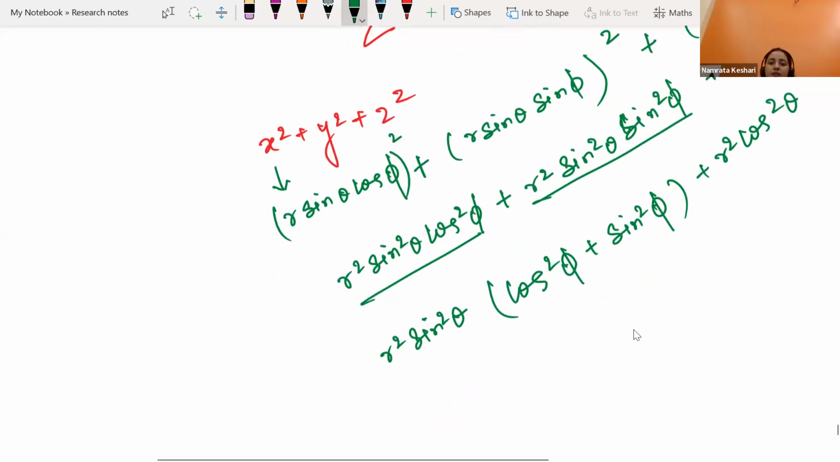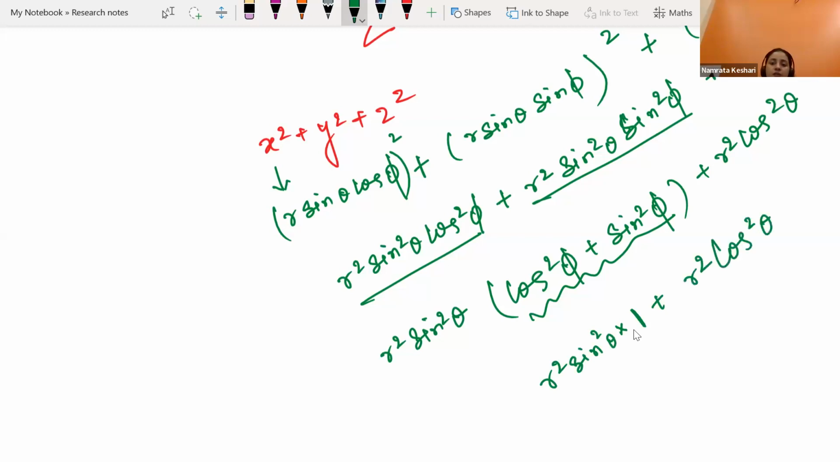This is nothing but 1. Phi is just like an angle. We use alpha for representing an angle, we use theta, so phi is also an angle. So this is 1, yes or no? Yes, ma'am. And here r square sin square theta, again I can see something we can take out as a common factor, r square. Sin square theta plus cos square theta, which is 1. So r square is left.